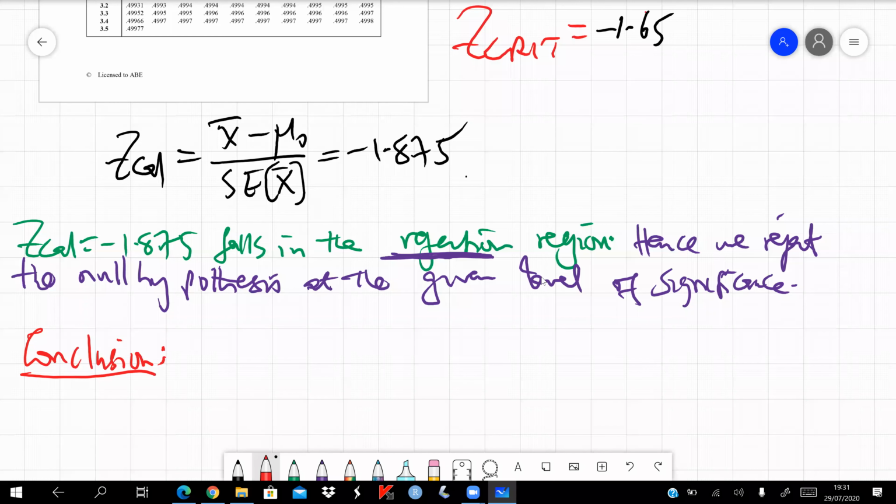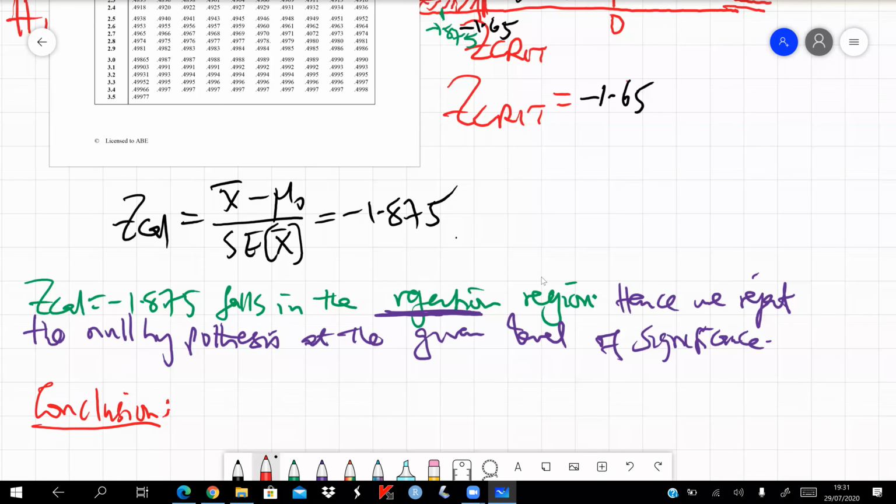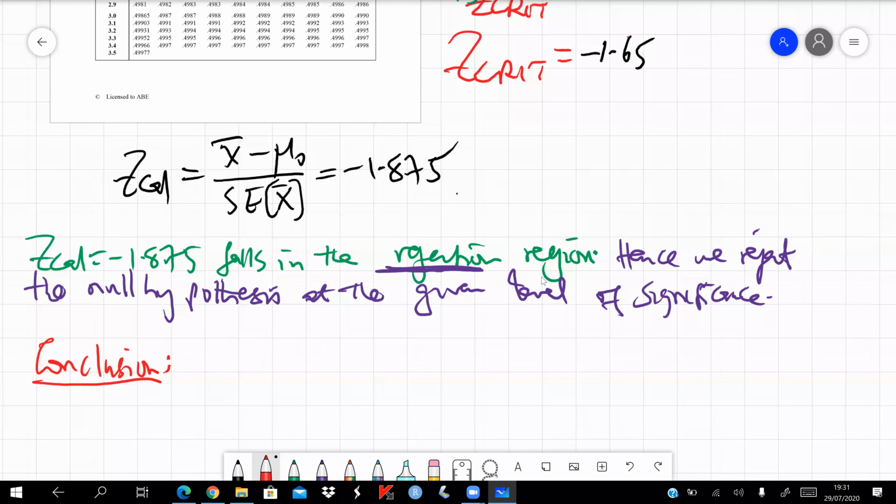So what's the question we're answering here? We are trying to answer the question whether the sample comes from a population whose mean is less than 20.8. So is it a yes or no before we write? Is it a yes or no?